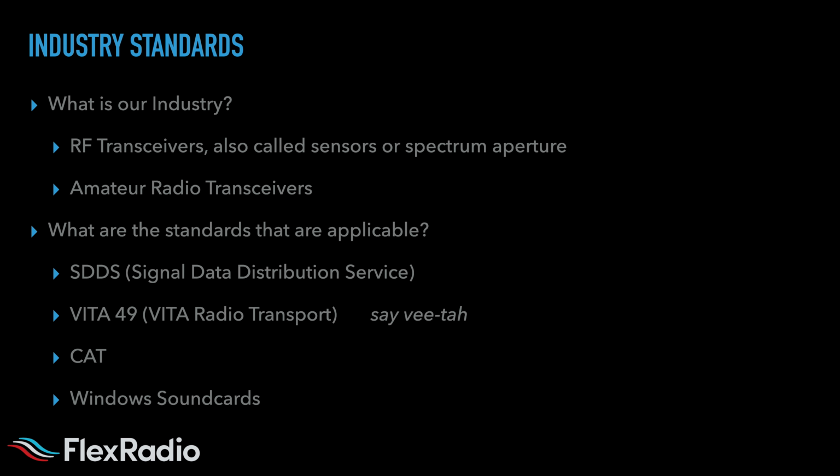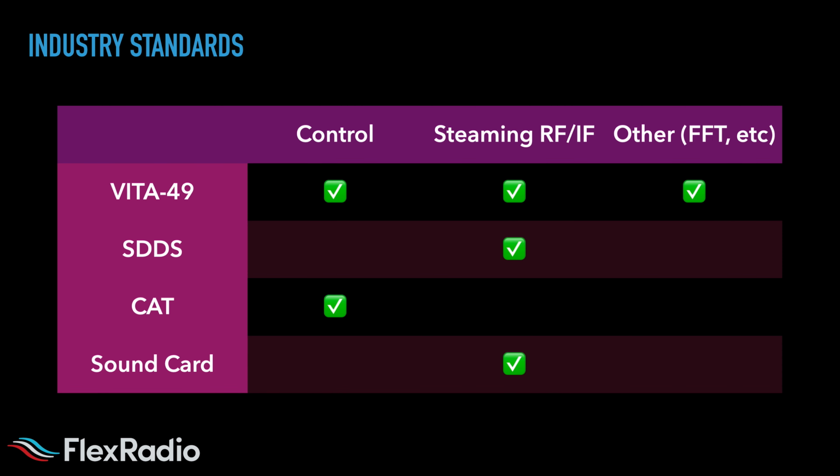which allows you to send audio signals or those IF signals, RF signals, any of those things completely digitally from your computer to a transceiver and back and forth. CAT is, of course, a de facto standard, and it's widely used, as well as Windows sound cards, as we mentioned earlier. So let's talk about each of these standards and what they provide.